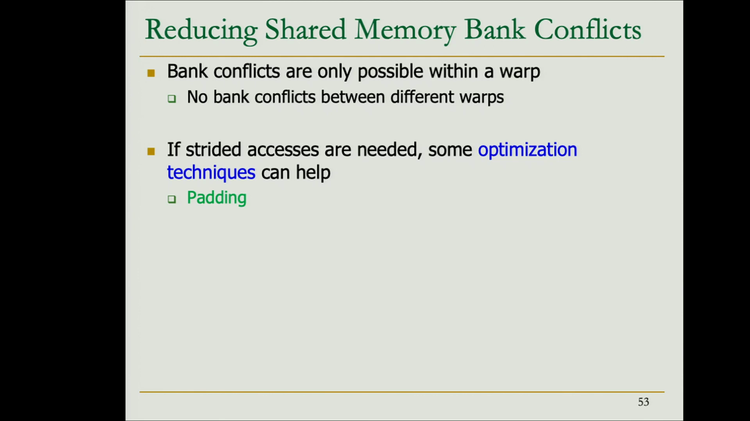Recall that the specific bank where one address is allocated is this address modulo 32. What can I do here? What does padding mean? Padding essentially means that I'm going to reserve extra memory locations for nothing, simply to avoid the bank conflict.